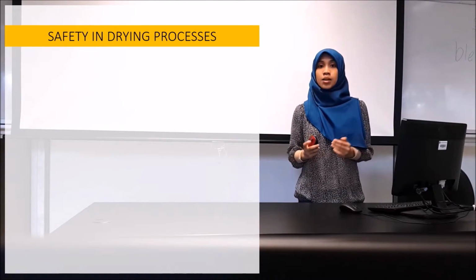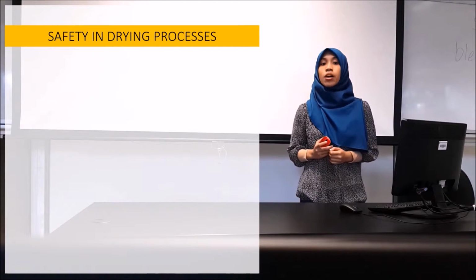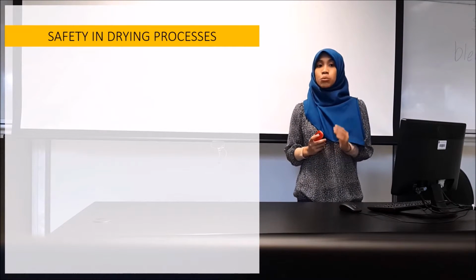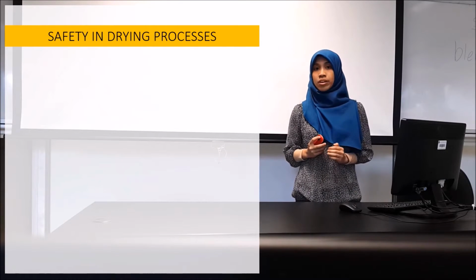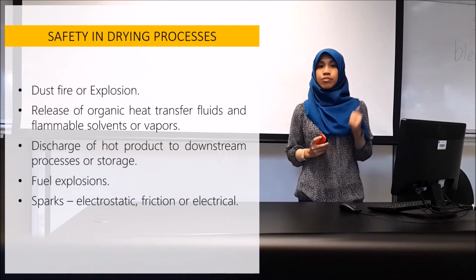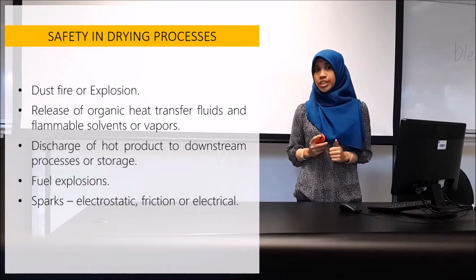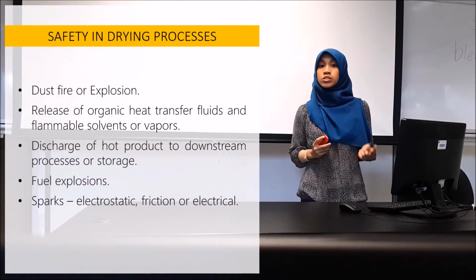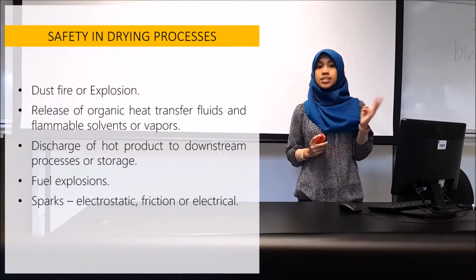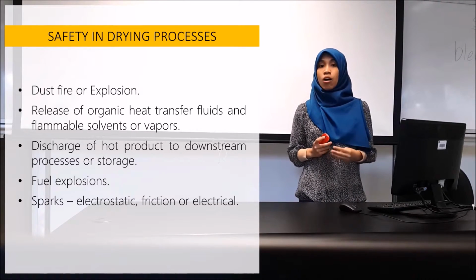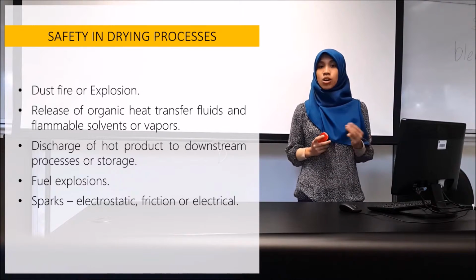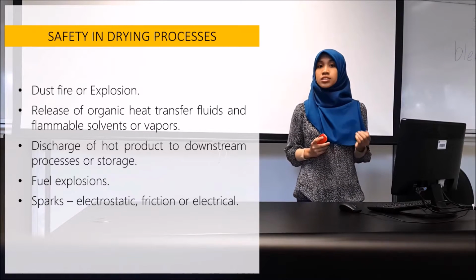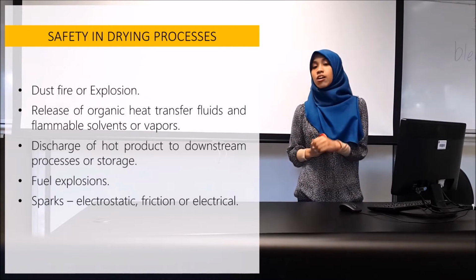There are different types of hazards depending on the type of the plant and the technology used to operate it. Therefore, the most common hazards of drying operations may include, first, dust fire or explosion. Second, release of organic heat transfer fluids and flammable solvents and vapors. Third, discharge of hot product to downstream process or storage. Fourth, fuel explosions, and lastly, sparks, electric friction or electrical.